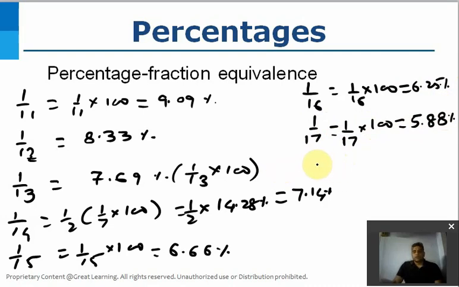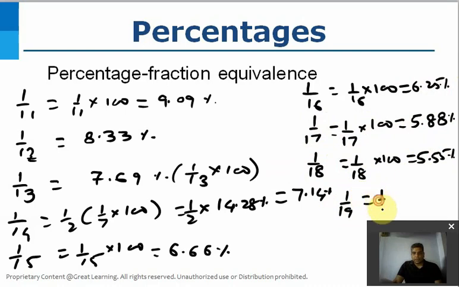Right? Now 1 by 18 is how much? So 1 by 18 is half of 1 by 9. 1 by 9 was 11.11 and this is nothing but 5.55%. Similarly, 1 by 19 becomes 1 by 19 into 100 and this is nothing but 5.26%, and 1 by 20 is nothing but 5%.